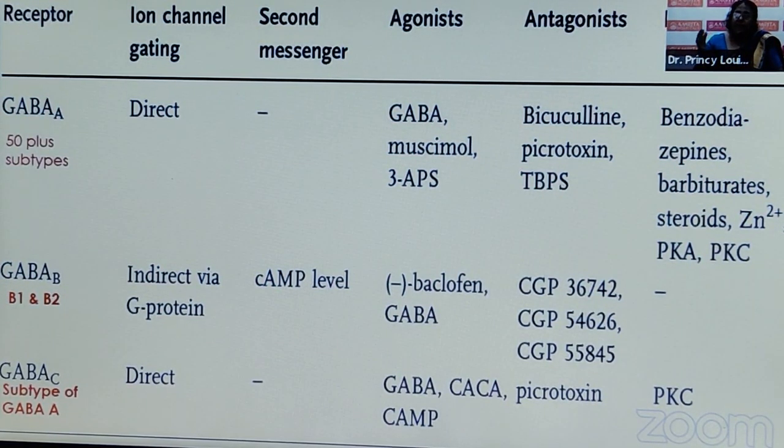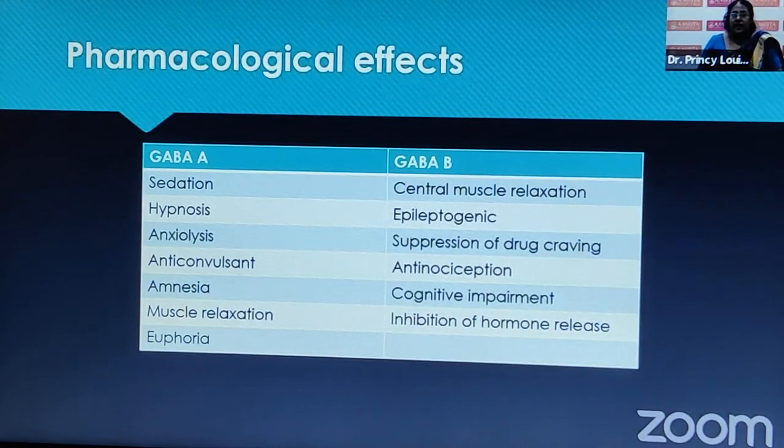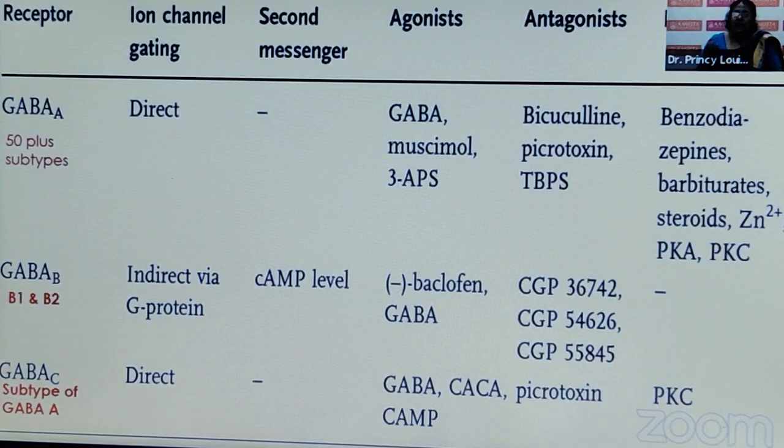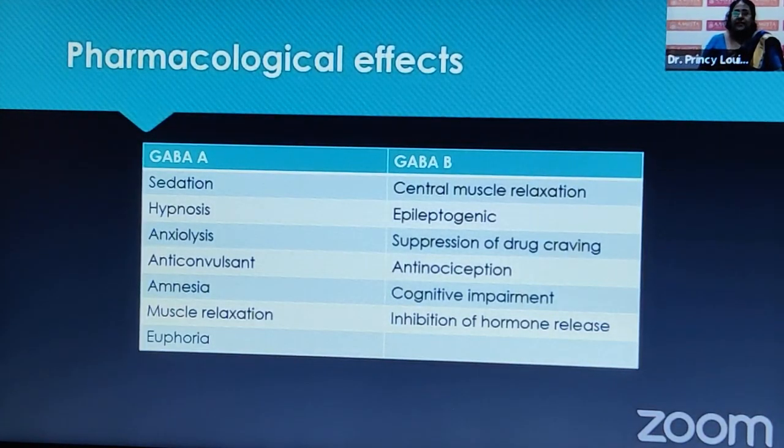GABA A, B, C receptors are there. These are the postsynaptic receptors. GABA A has about 50 subtypes. If you have the GABA B, it is a metabotropic, G protein coupled receptor. But the GABA A is ionotropic and affects the chloride channel. And GABA C is also ionotropic, and now we don't consider it as GABA C, it is considered as one of the subtypes of the GABA A receptors. So this is the newer trend that we see, and these are the locations and the actions in the various parts that I have described in this diagram.